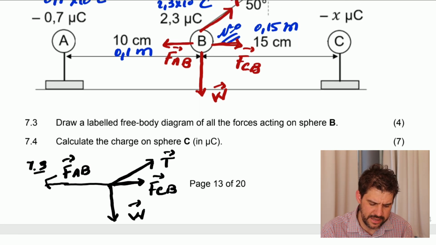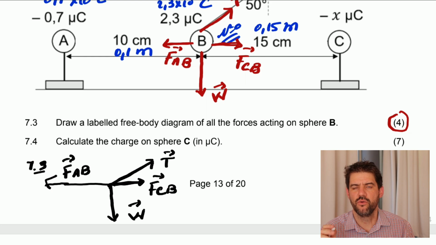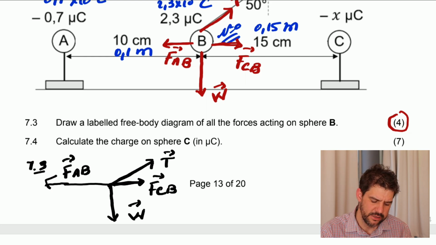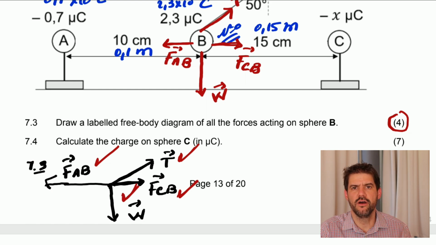That sphere B is hanging is not a surface. Now, this is 4 marks. You must also look at the number of marks in the question, because when you draw a free body diagram, which you will have a couple of in the exams, you get 1 mark per force. So if there are 4 marks, it means there are 4 forces: 1, 2, 3, and 4. That is the free body diagram for this specific question, which is quite simple.